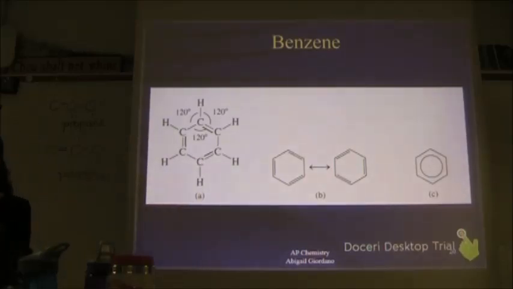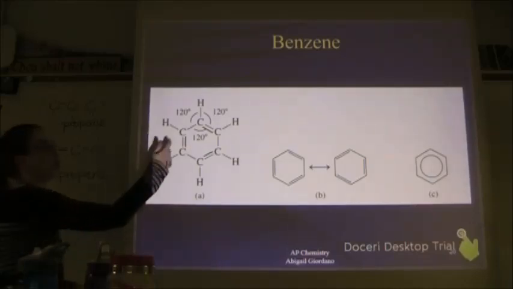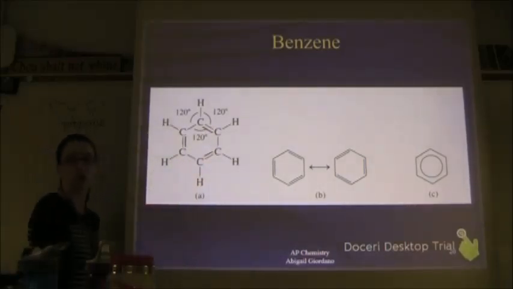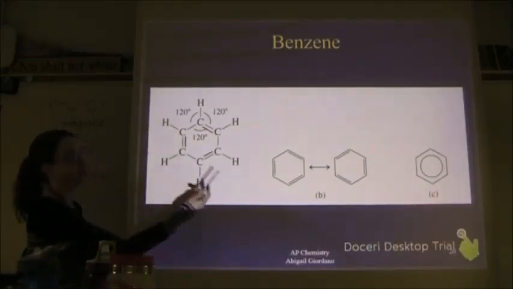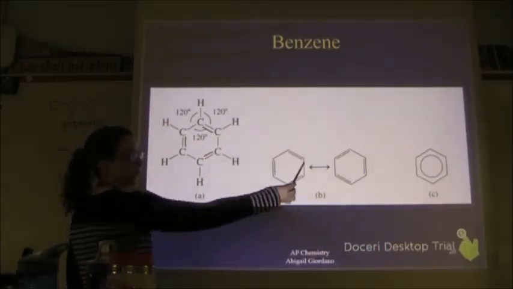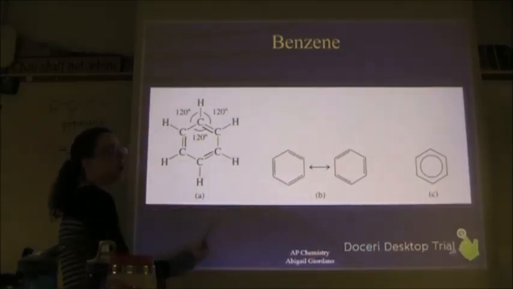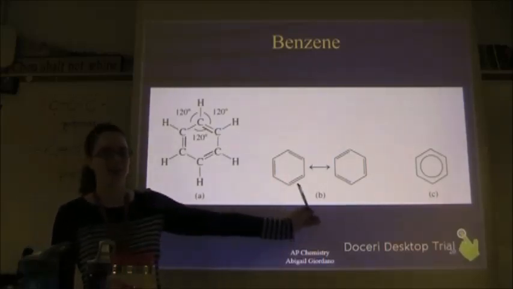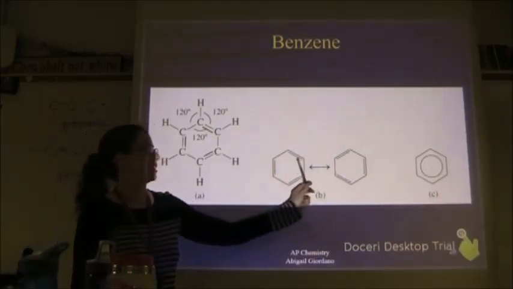Now, because benzene is used so commonly in organic chem, and drawing all of this out is really annoying, they have some shorthand ways to draw it out. Sometimes you'll see benzene just drawn like this. What concept are they trying to illustrate here?